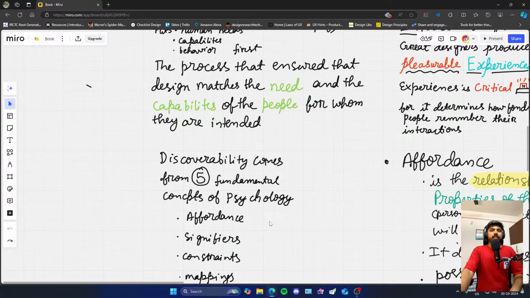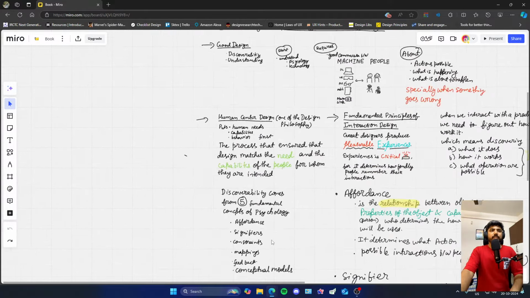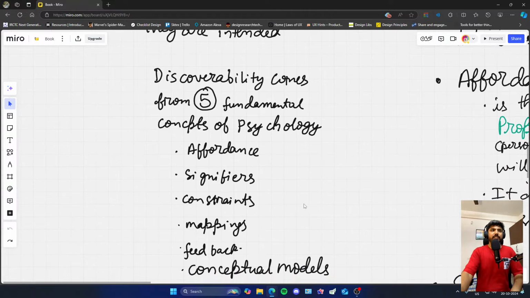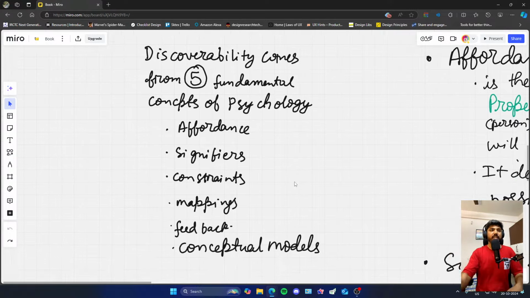Now, what it is based on is discoverability, and discoverability is based on 5 fundamental psychological concepts: affordance, signifiers, constraints, mapping, and feedback. And he mentions that the conceptual model is separate, which is not part of the 5 fundamental concepts, but is essential to discoverability.